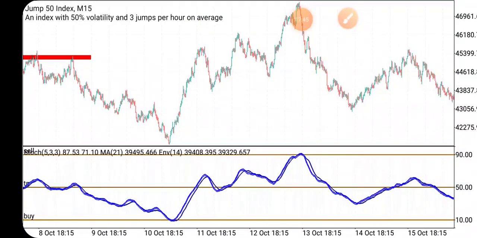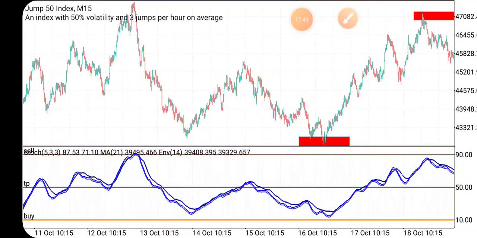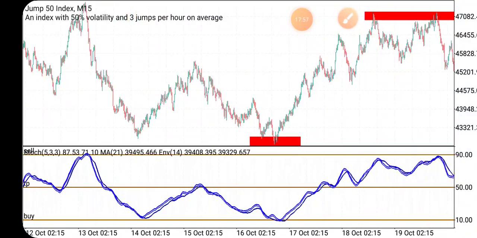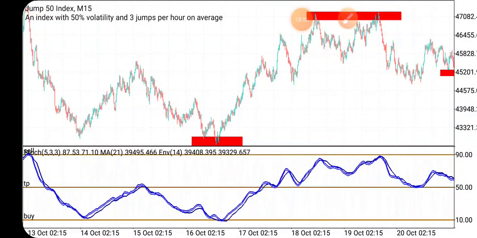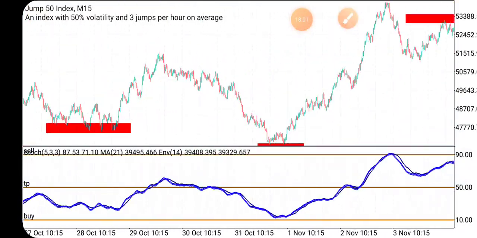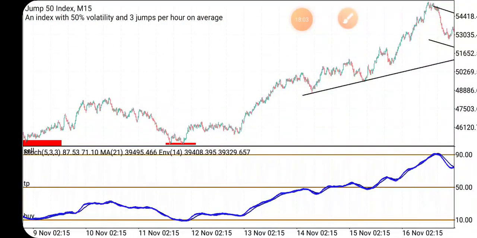It keeps happening on Jump 50, and this works on volatility indices. It also works on Boom and Crash, but I just decided to use Jump 50 because I see it works well on Jump 50. That is the 15 minutes time frame, but you can use any time frame: 5, 15, 30, 45 minutes, 1 hour. But I told you it all depends on your equity.